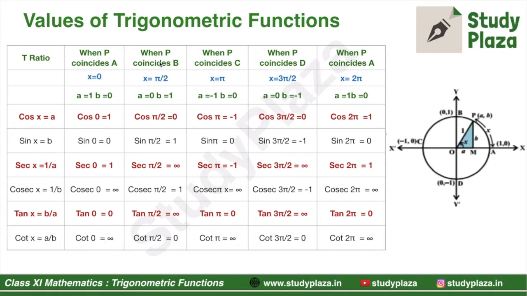that is 1 upon 0, will be infinity. Now, when the point P moves to point B, that is P coincides with B, the angle x will become pi by 2, that is 90 degrees, and the coordinate of P, that is the x coordinate, will be 0 and the y coordinate, that is B, will be equal to 1.